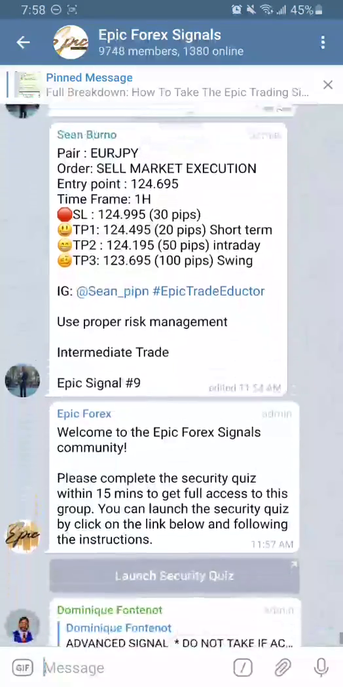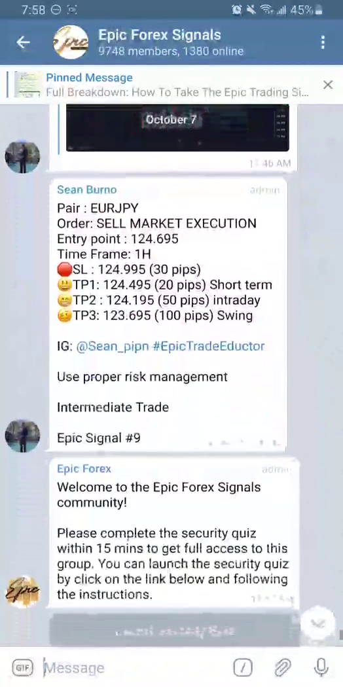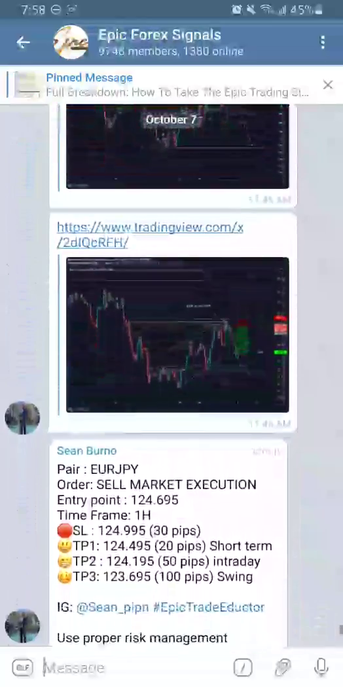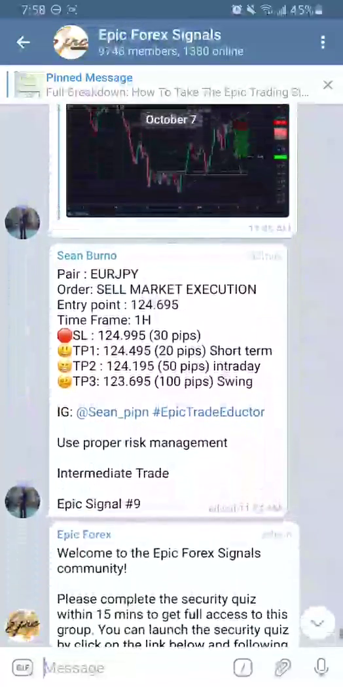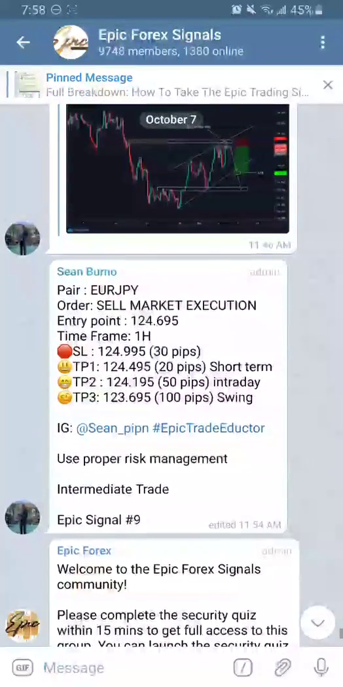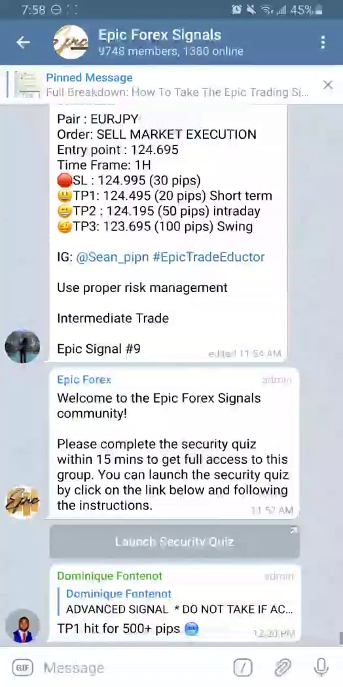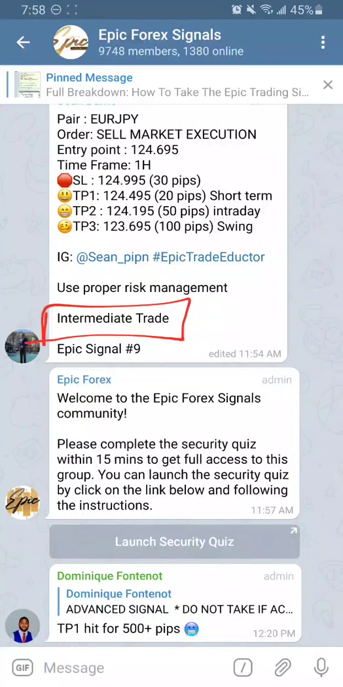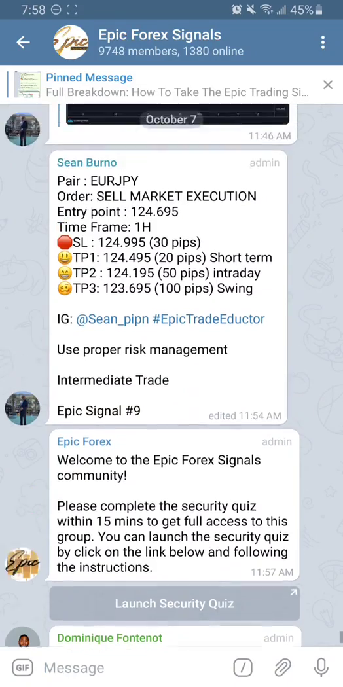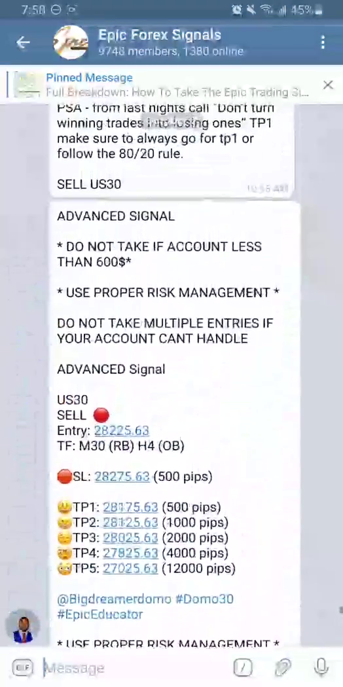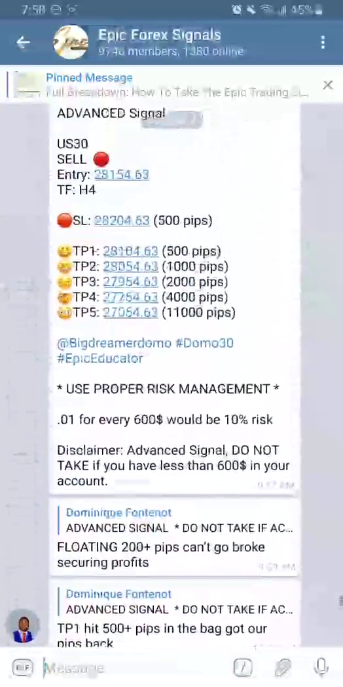So with these signals here at Epic, we have a couple things that you need to know. Some of these signals are beginner signals, intermediate signals, and advanced signals, and they will be shown as follows, right? They're going to say intermediate trade, advanced trade, and beginner trade.